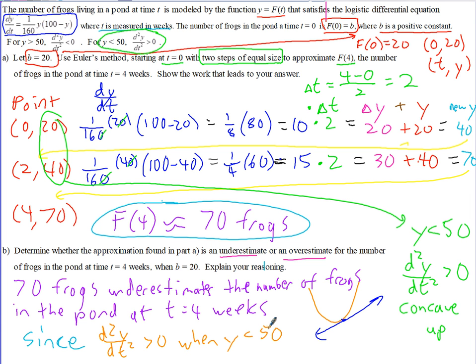And notice even though our answer, 70, was greater than 50, what we used to estimate to end up getting that 70 was the 2 points 20 and 40 where the y-coordinate was less than 50. So that's where we found the tangent lines. So you're not looking at your final answer to see if that's greater than or less than 50. You're looking at the points you actually used when approximating to get that answer.